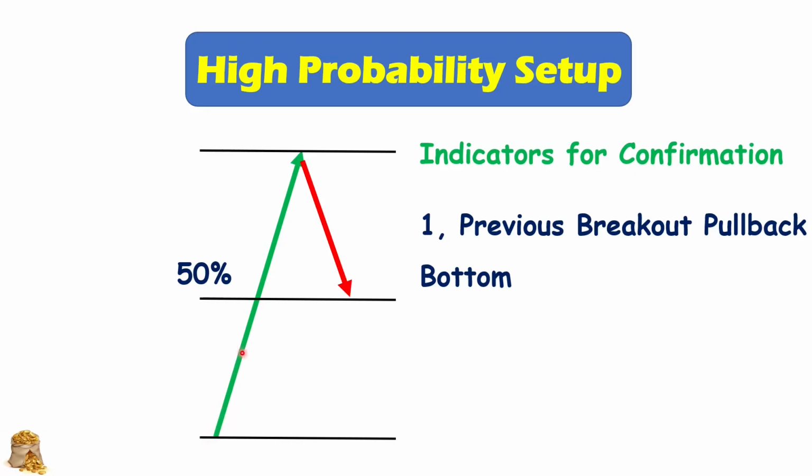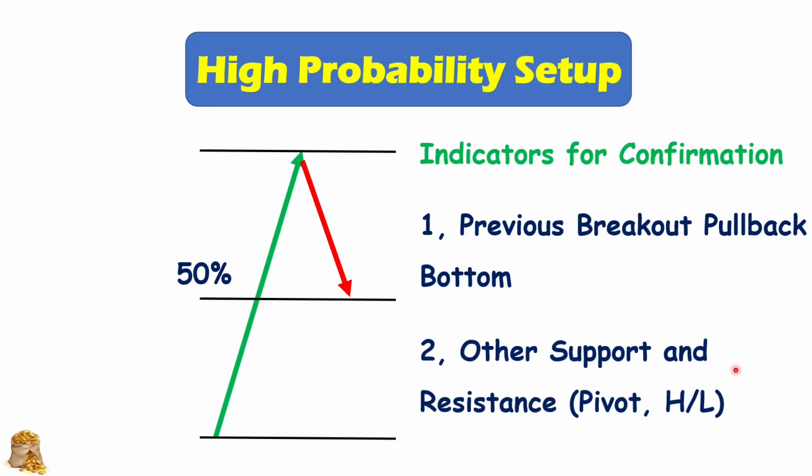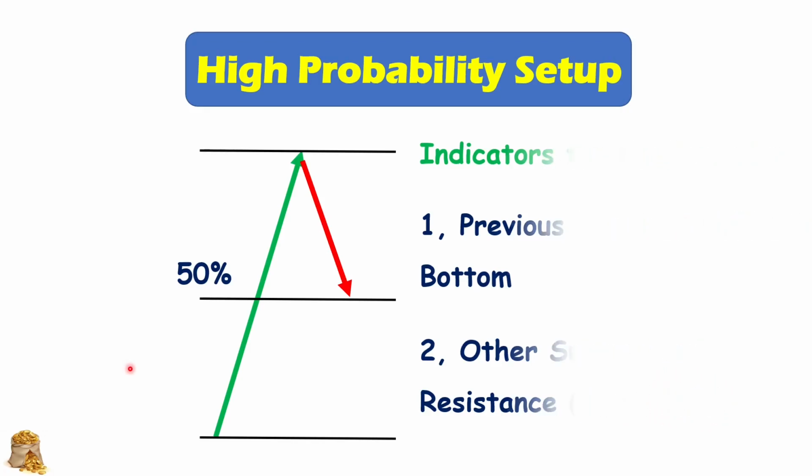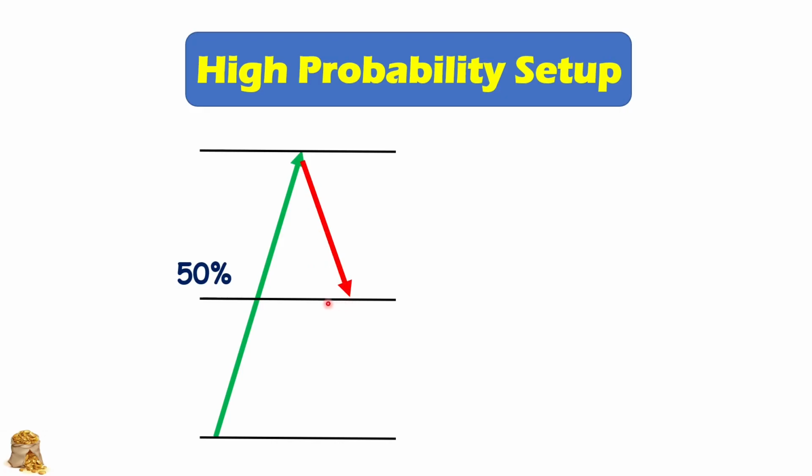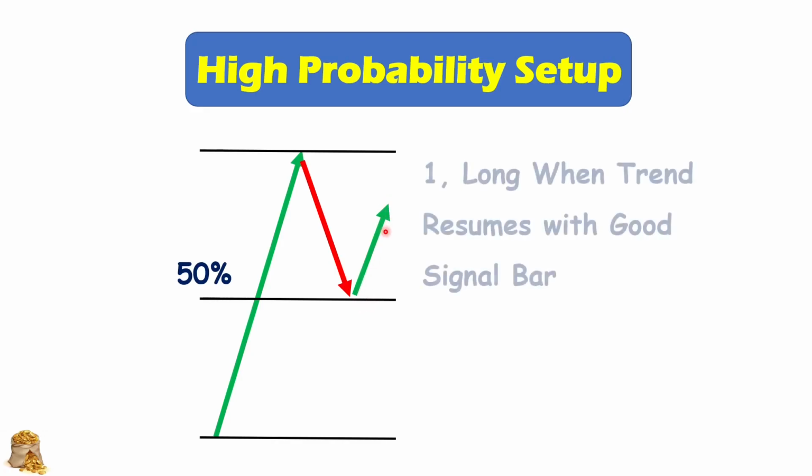Basically, for the uptrend here, we want to see there's a pullback in the middle, which is at the 50% level. The second type is other support or resistance levels, like pivot levels or the highs and lows from the previous day or previous trading sessions. When the market hits the 50% level with the indicators for confirmation, we want to see a reversal to the uptrend here. And then we can trade with a very good signal bar to take the long position.